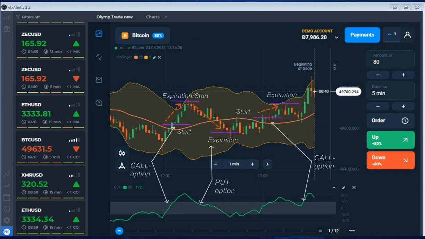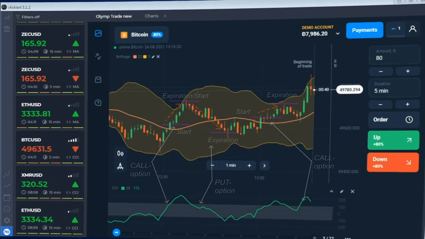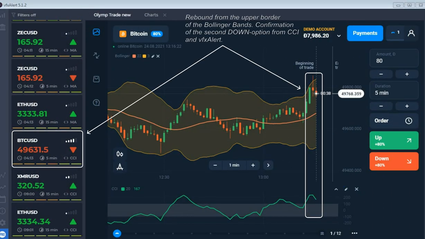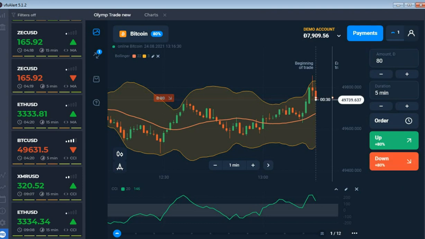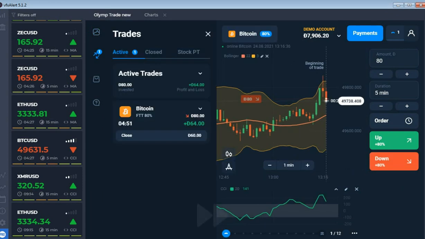Signals. Up option. The price is above the lower border or the middle line of the Bollinger Bands. The CCI oscillator is up or above the level of 100. Down option. Reverse conditions. The price is below the average or a rebound from the upper boundary of the Bollinger Bands. CCI from level 100. The price is from the upper Bollinger border. CCI confirms the trend slowdown and reversal. On the vfxalert signal for the second down option.